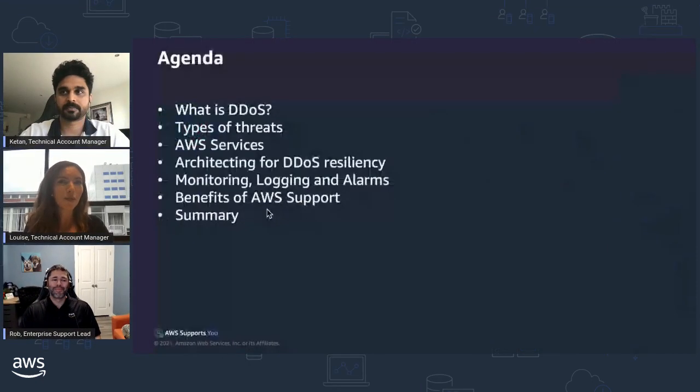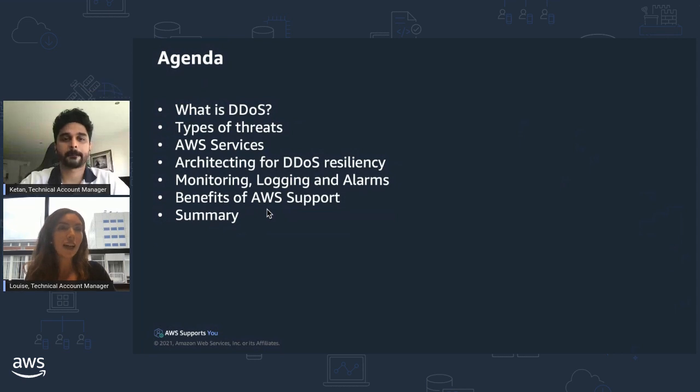Luis, can you walk us through what we're going to be talking about today? Yeah, sure. Thanks, Rob. So the agenda for today is what is DDoS? So distributed denial of service attacks. We'll be going through different types of threats based on the OSI model and different common security risks as well. The different AWS services that you can avail of, we'll be going through each of these and their security features and how you can use those to help architect for DDoS resiliency. We'll also be going through monitoring, logging, and alarms and the different services and features we have here, the benefits of AWS support from myself and Ketan, and lastly, a summary and best practices.